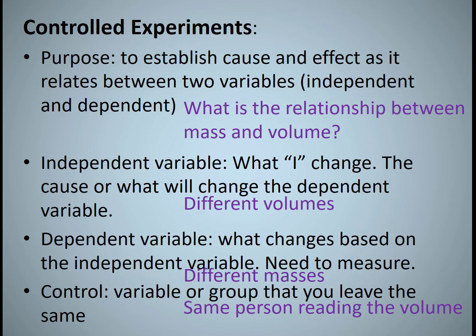So I could add a little bit of water to my graduated cylinder, and then I could look and see what the mass is. And I could add a little bit more water, record the volume, and then see what happens when I have more volume, what happens to the mass. So in this experiment, my independent variable is the different volumes. So I keep adding more water, I keep changing what the volume is in my graduated cylinder. My dependent variable, this would be the thing that I'm measuring. So I would be measuring the mass of each of those different volumes.